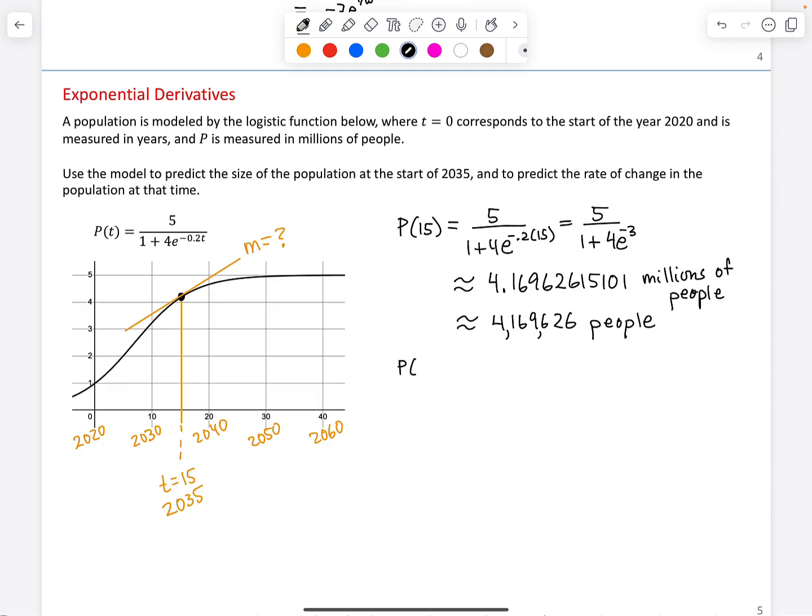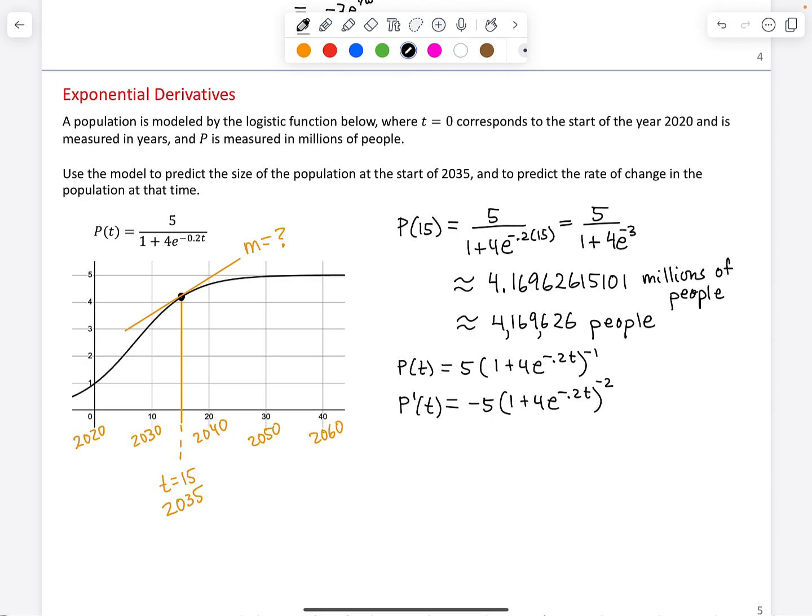I'll take the approach of rewriting P of t is equal to 5 times parentheses 1 plus 4e to the negative 0.2t, all raised to the minus 1. So I just brought this entire denominator, put it next to the 5, but with a negative 1 power on it. Now I can use the generalized power rule. So P prime of t, this negative 1 will multiply to that 5, giving us negative 5. The base will repeat. The new power will be 1 less than negative 1, so negative 2.